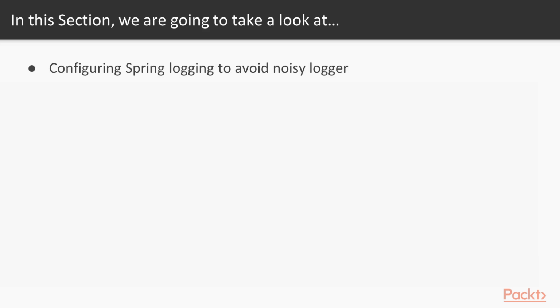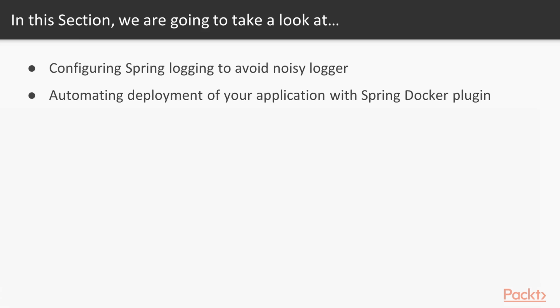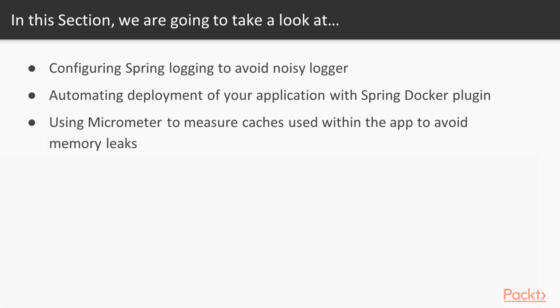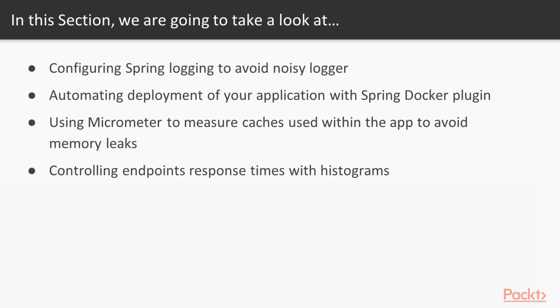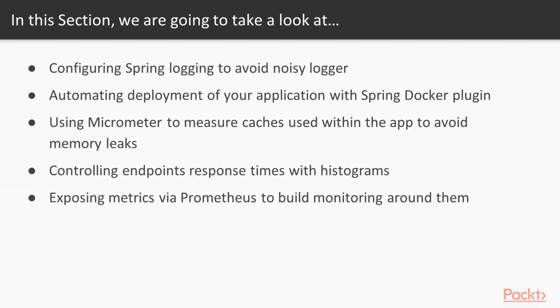In the beginning, we'll be configuring Spring logging to avoid noisy logger. Then we will automate deployment of your application with the Spring Docker plugin. The next video will be about using Micrometer to measure caches used within the application to avoid memory leak. Then we'll be controlling endpoints response times with histograms. Finally, we will expose those metrics via Prometheus to build monitoring around them.